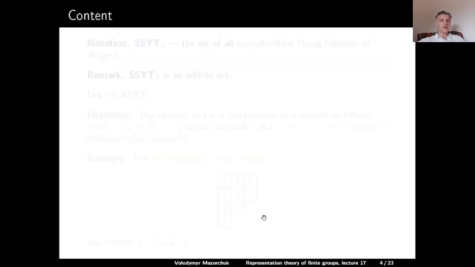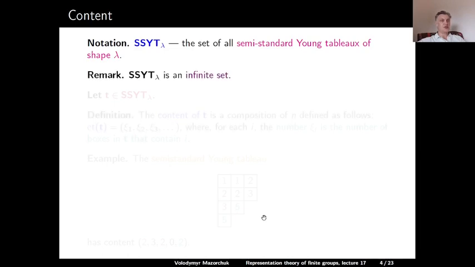Okay, next let us define the content of a semi-standard Young tableau. So we denote by SSYT sub lambda the set of all semi-standard Young tableaux of shape lambda. Directly from the definition, it follows that this set is an infinite set because we don't put any restrictions on what kind of positive integers we can assign to boxes in lambda.